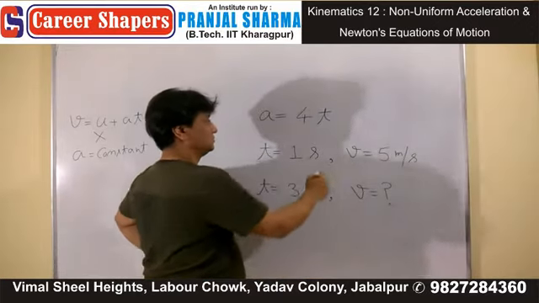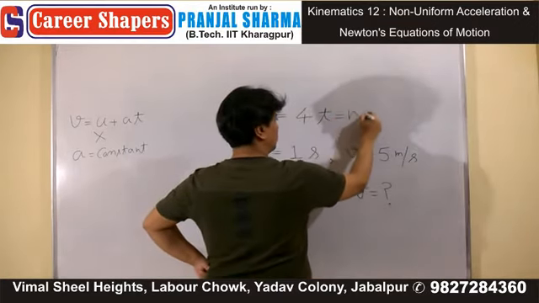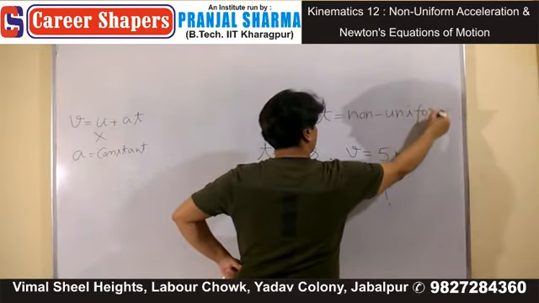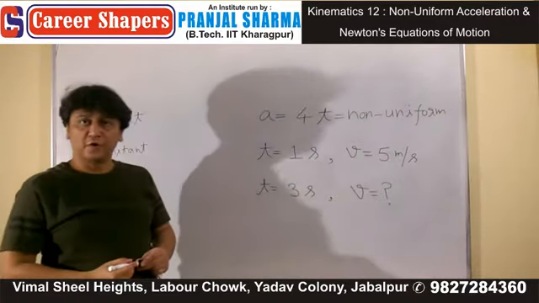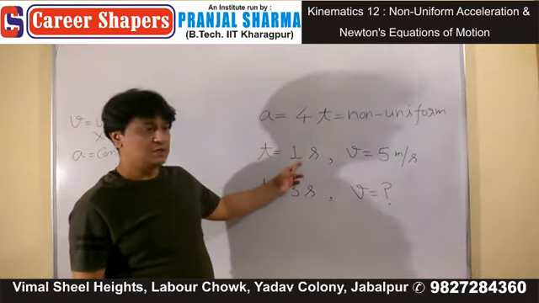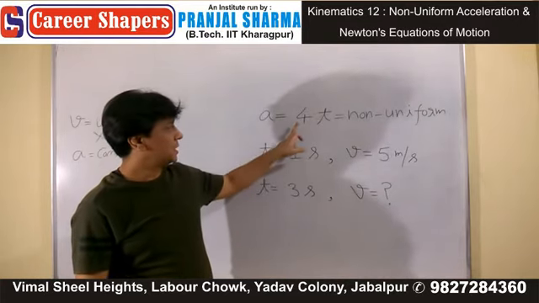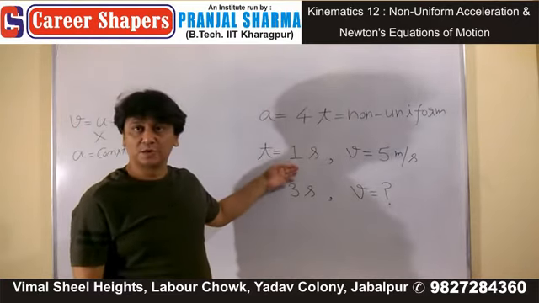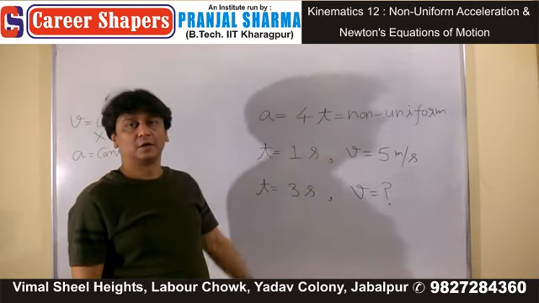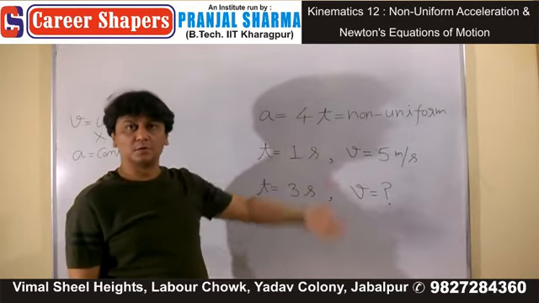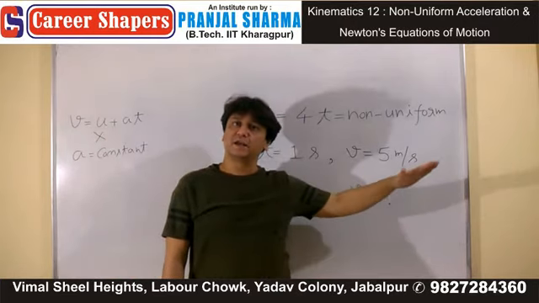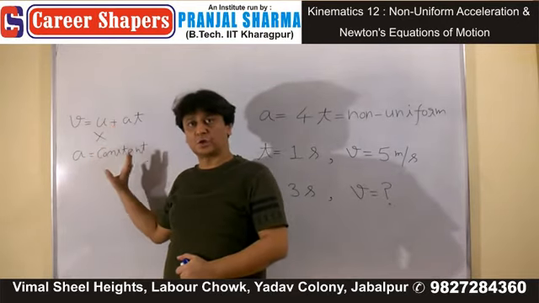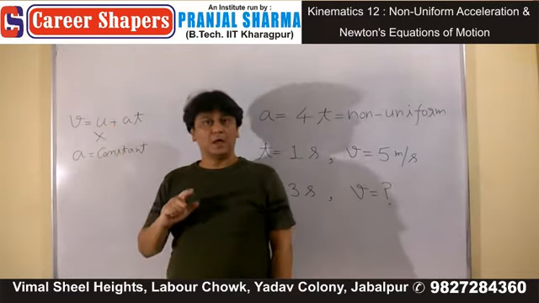This acceleration is non-uniform. Non-uniform means when time is 1 second, acceleration is 4 into 1, that is 4. When time is 2 seconds, it will be 4 into 2, 8. When time is 3, it will be 12, and so on. So this acceleration is continuously changing. This equation is used when acceleration is constant.